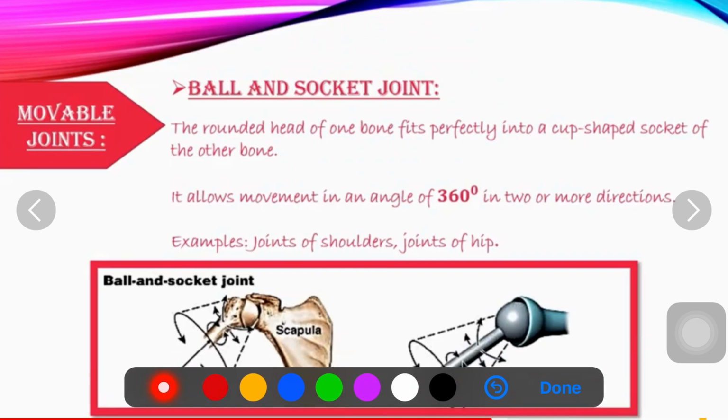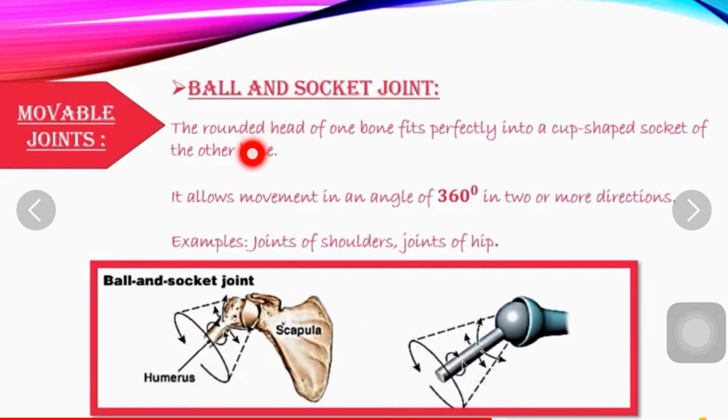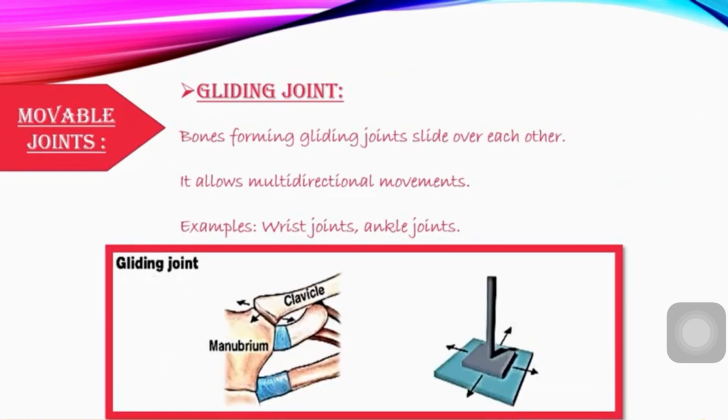Next is the ball and socket joint. Student, in this type of joint, the bones can move in two or more directions, that is, in a 360-degree angle. For example, joints of the shoulder and hip joints. Next is the gliding joint. Student, in this type of joint, the bones can only slide over each other. Okay. For example, wrist and ankle joints.